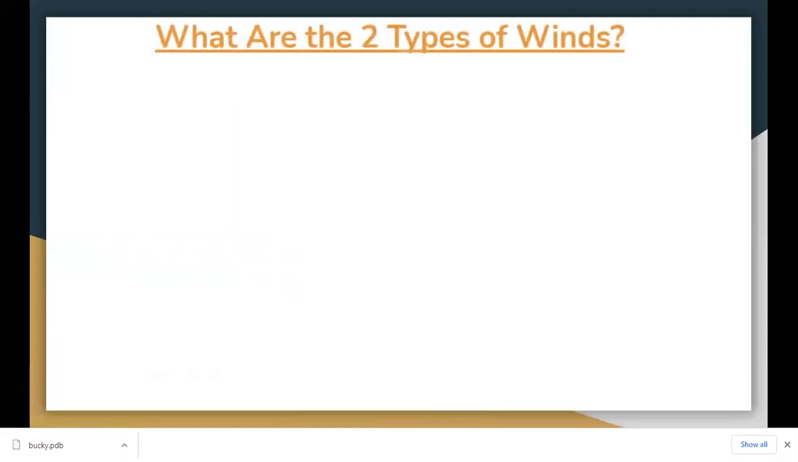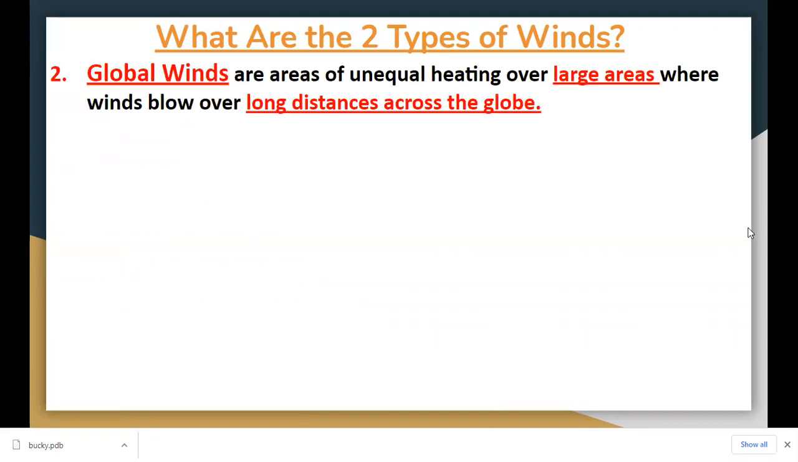What are the two types of winds? We talked about local winds. The second type are called global winds. It's got the word globe in it because these are areas of unequal heating over large areas where wind blows over long distances across the globe. Global winds, globe, they go across the whole Earth.